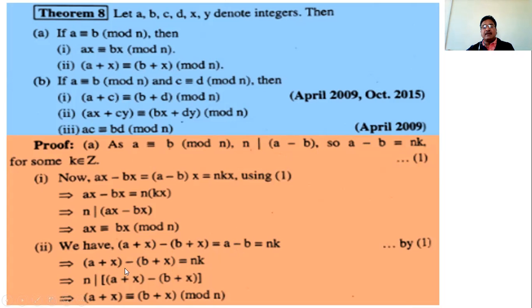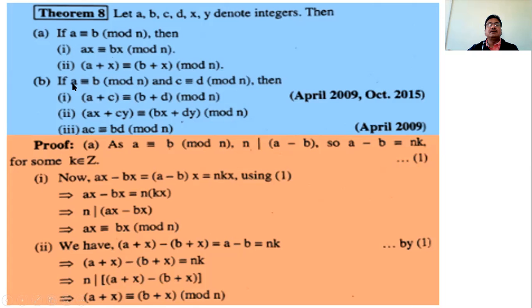And therefore, n divides (a plus x) minus (b plus x), and therefore a plus x is congruent to b plus x modulo n, because n divides (a plus x) minus (b plus x). That is the proof of this. Similarly, the second theorem, B.